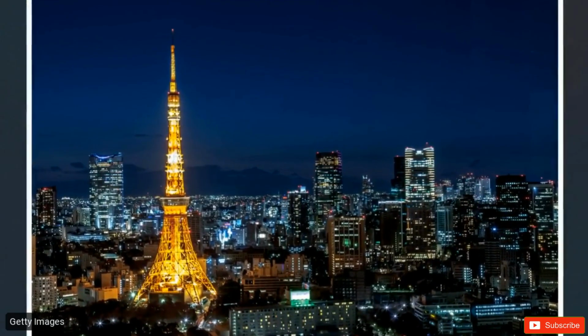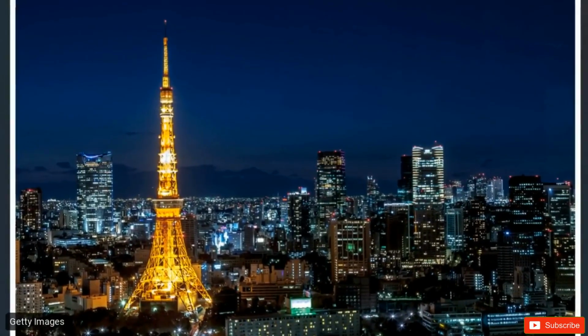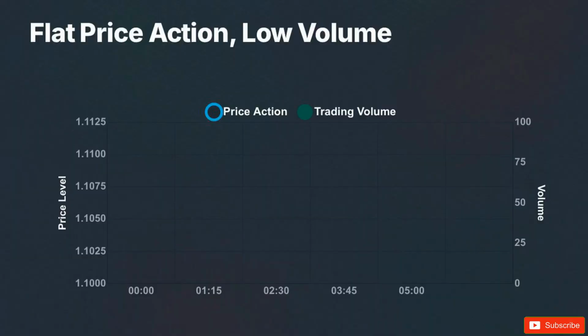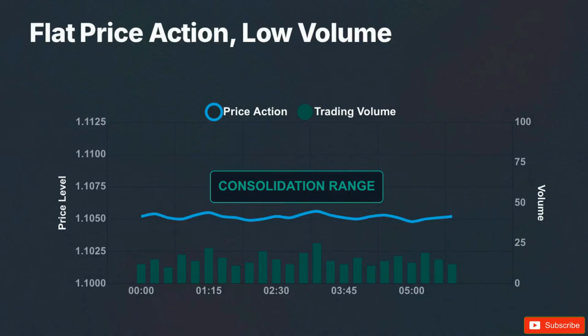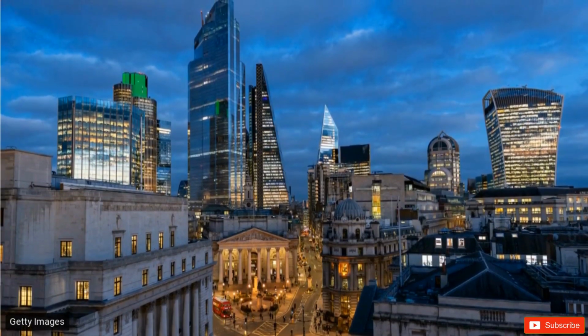We must consult the global clock, starting with the Asian session in Tokyo. This chart tracks the Asian session. Notice the flat line price action. The market is open, but volume is low, keeping charts slow and stable. That stability ends when European markets wake up.